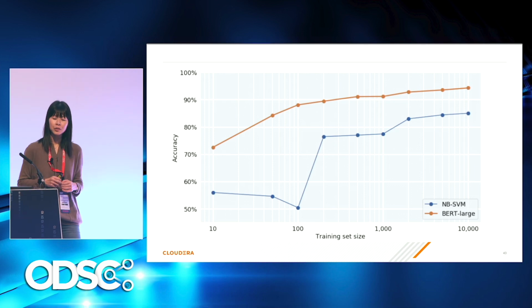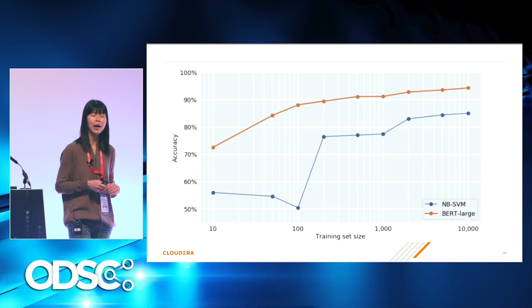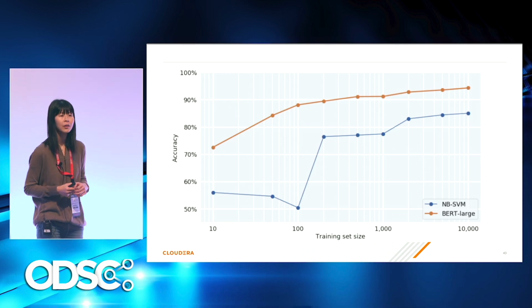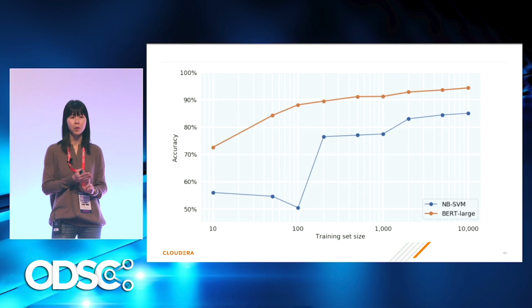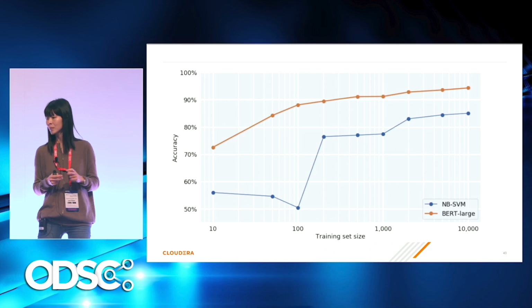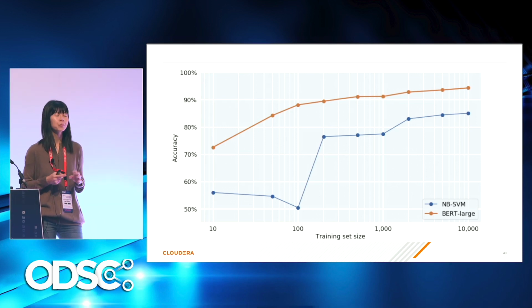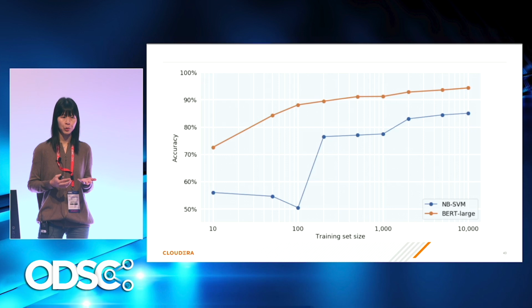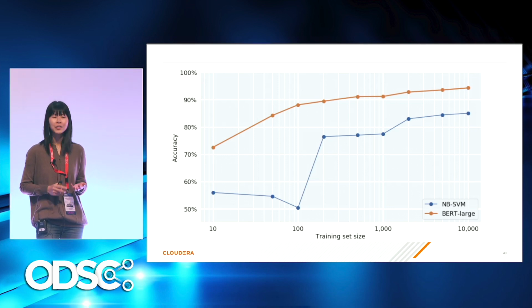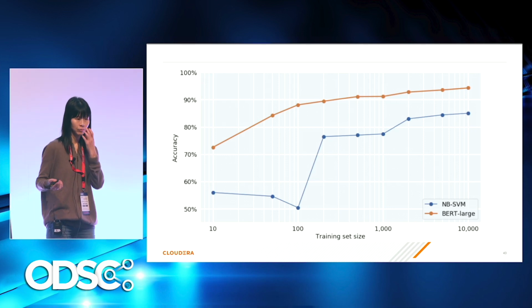But what we thought was interesting was to really try to see how much training data we need when we have the ability to do transfer learning. And to test that out, we used two different models. One is a baseline. The baseline is pretty much a bag of words. It's a naive Bayes approach. And then the state of the art is the BERT large.